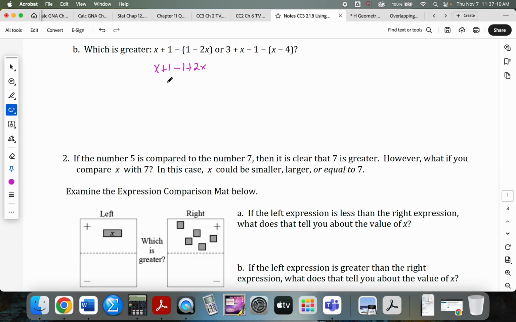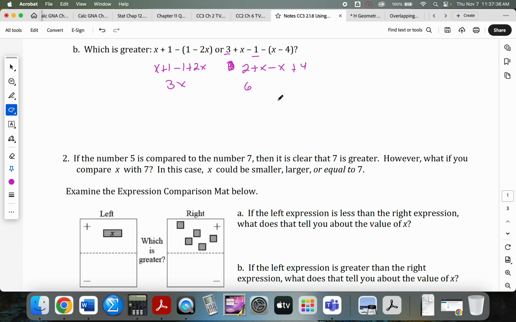Then grouping the like terms, this gives me 3x. And then here, I'll go ahead and combine like terms there. That's 2 plus x minus x plus 4. This side is going to be 6.